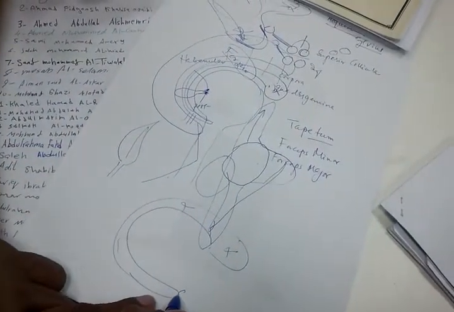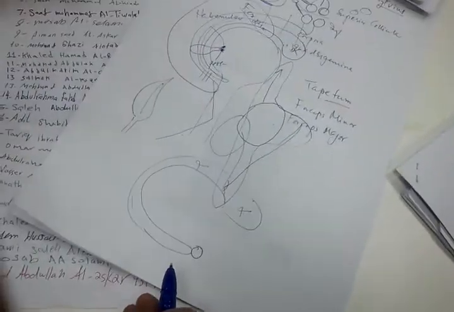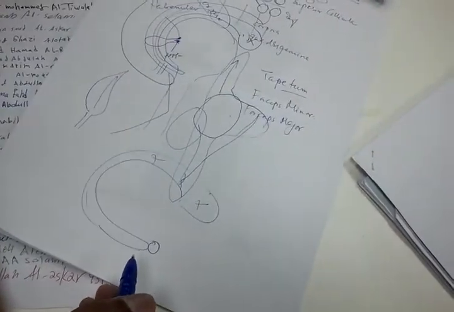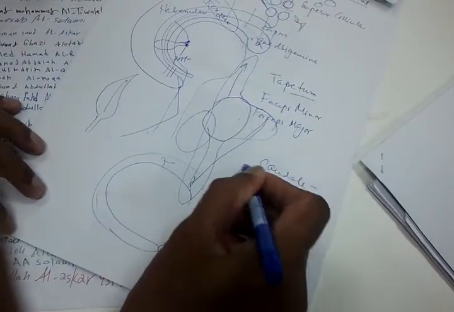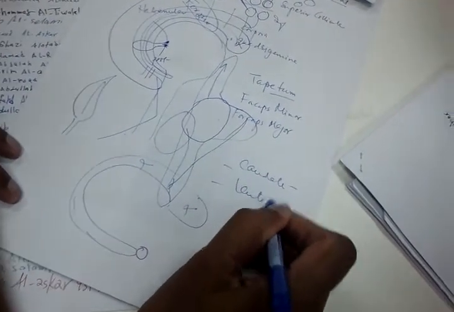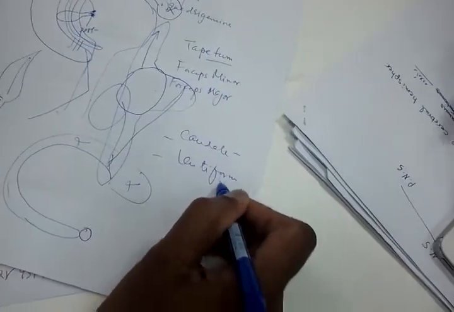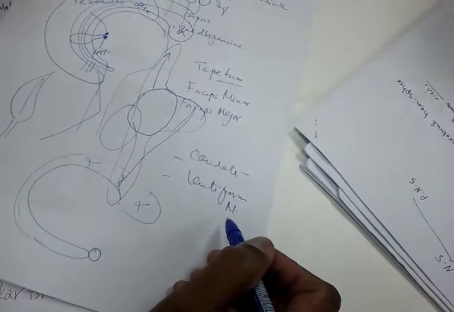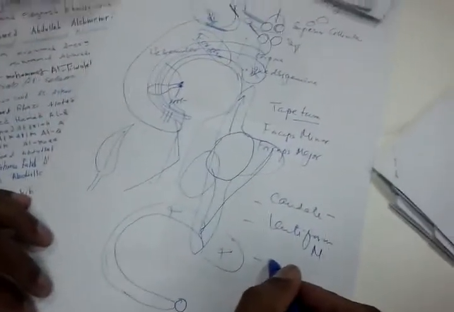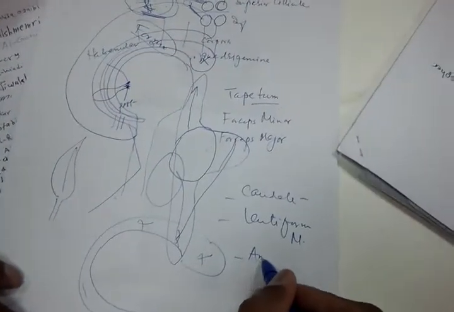At the tip of the tail of the caudate nucleus is another of the basal nuclei. How many basal nuclei are there? Four. Their names are the caudate nucleus, and the lentiform nucleus. This lentiform nucleus is known as lentiform because it looks like a lens. And the third one is the amygdala.